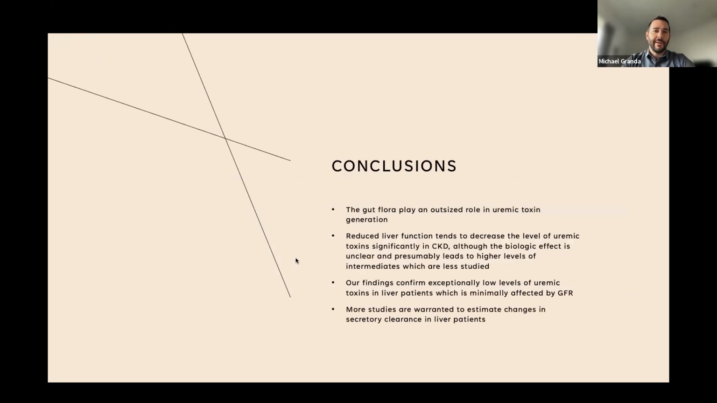So in conclusion, the gut flora seems to play an outsized role in uremic toxin generation. The reduced liver function tends to decrease the level of uremic toxins significantly, even in CKD, although the biologic effect is unclear and presumably leads to higher levels of intermediates instead, which are less studied. Our findings confirm exceptionally low levels of uremic toxins in liver patients, which seems to be minimally affected by GFR or the degree of kidney impairment.